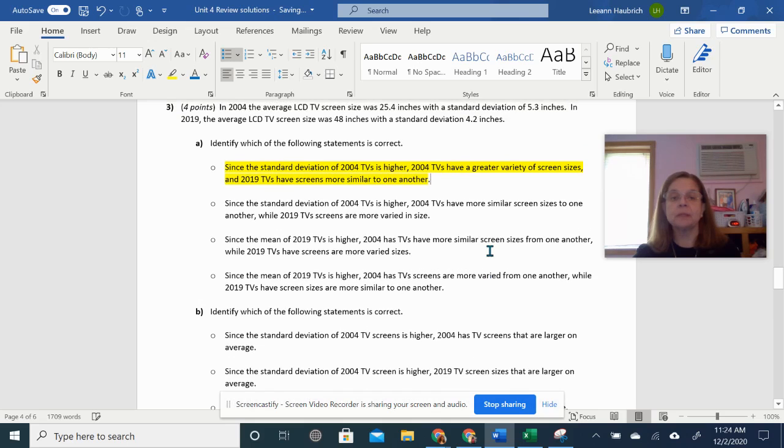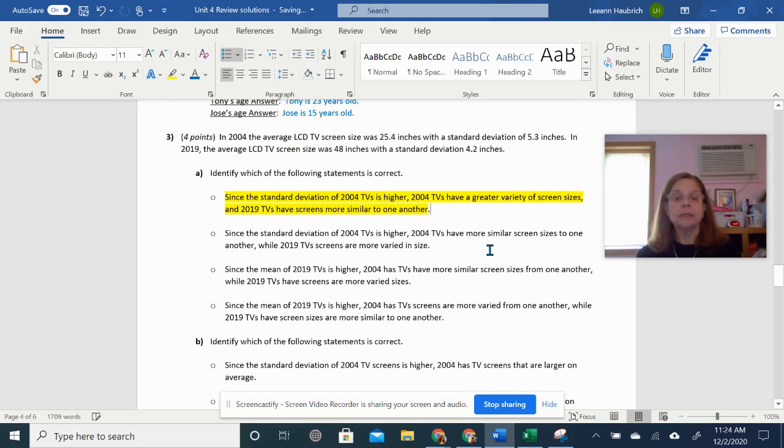Okay, oops, I want to be able to see the question. The standard deviation in 2004 TVs is higher. That's true. 2004 TVs have more similar screen sizes. That's not true because 2019 are not varied. These are closer. This is false. Okay, let's look at the next one.